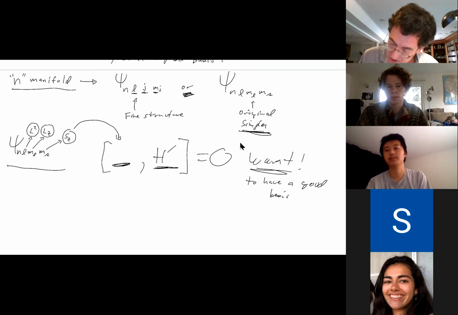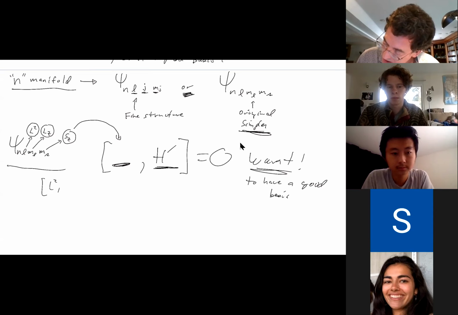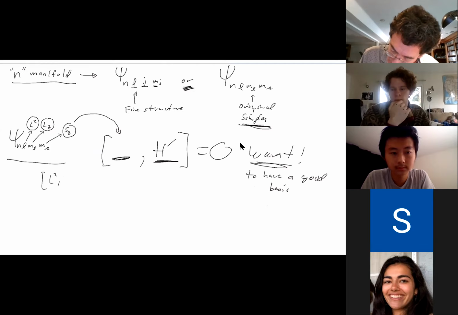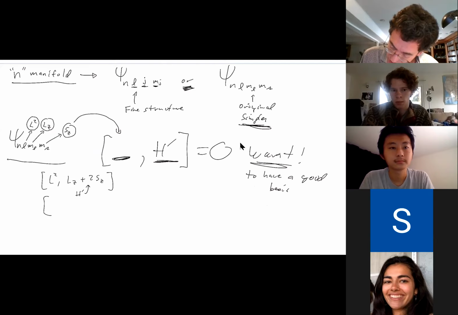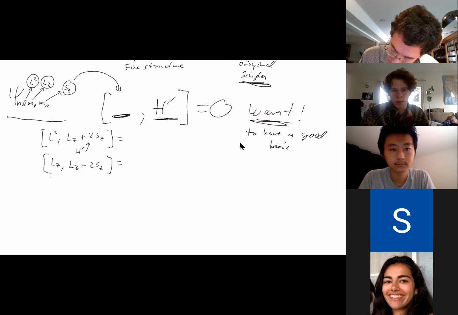We'll do the first one, L squared with H prime, and H prime is going to be, forgetting about the prefactor, LZ plus 2SZ, right? And this is the Zeeman term. Then we have to do the next one, which is LZ comma LZ plus 2SZ. And then the third one, which is SZ with LZ plus 2SZ.